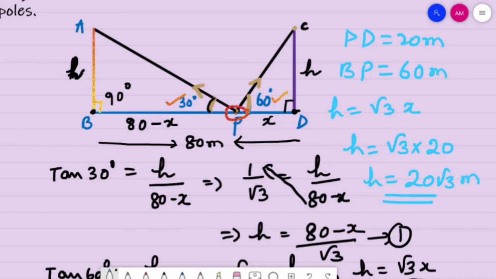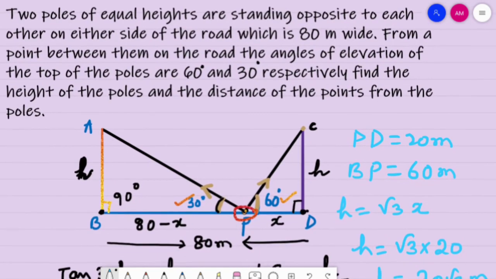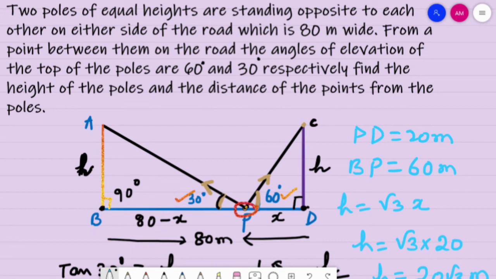If you want, you can multiply 20 by 1.732. Otherwise, if you write 20 root 3 meters, then also your answer is correct. So see what we have got. What was the question? Find the height of the poles. Now the height of the poles is 20 root 3 meters. And the distance of the point from the poles: one distance is 20 and the other distance is 60. So the point is at 60 meters from one pole and 20 meters from the other pole.